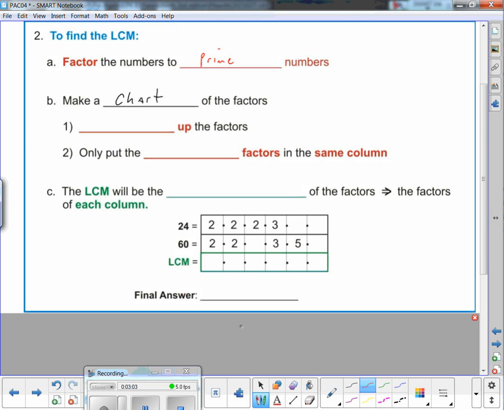Hint and clue number 1, line up the factors. Number 2, only put the same factors in the same column. That's the same. Have we done anything different so far? No. The only difference is how you read the answer. That's the difference between a GCF and an LCM. The only difference is how you read the solution.